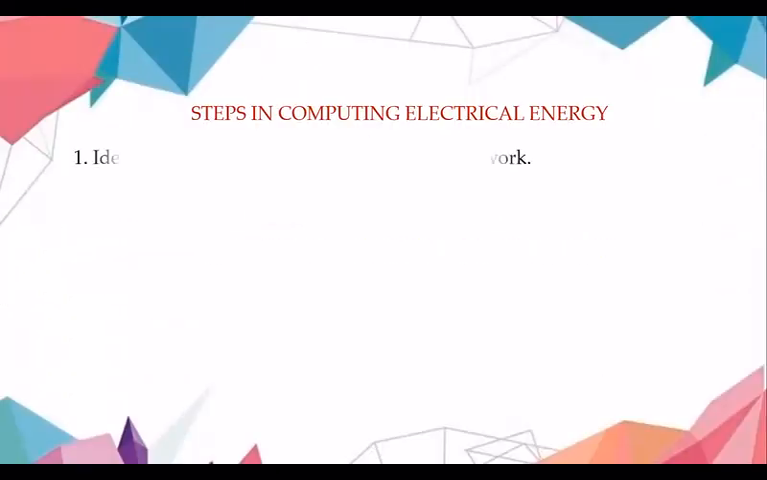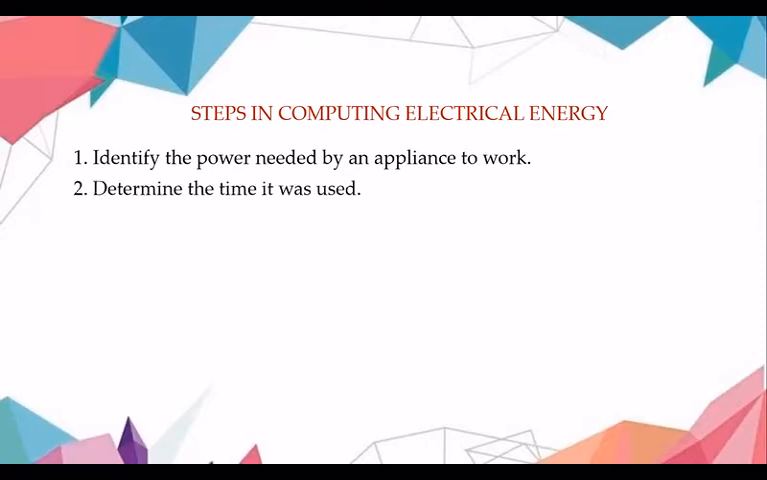Here are the steps in computing electrical energy. First is identify the power needed by an appliance to work. Second is determine the time it was used. Third is convert watts to kilowatts. In conversion of watts to kilowatts, we will use the conversion factor 1000 watts equals 1 kilowatt.